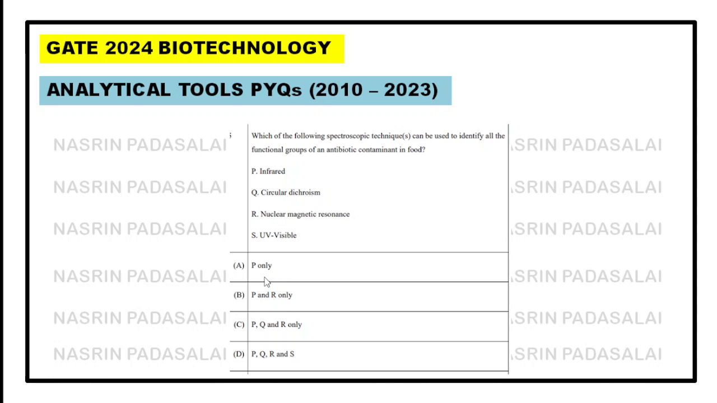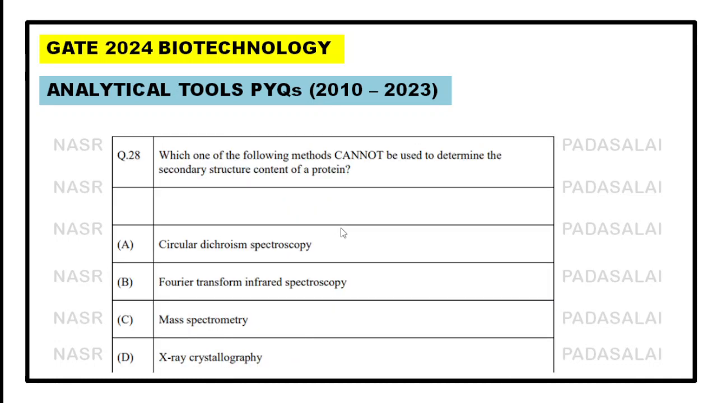Next, which one of the following spectroscopic techniques can be used to identify all the functional groups of an antibiotic? Simply, they are asking which spectroscopic method is employed for determining functional groups. We all know it is infrared. There is another spectroscopic method, nuclear magnetic resonance spectroscopy. Both infrared and nuclear magnetic resonance spectroscopy are employed for identifying functional groups.